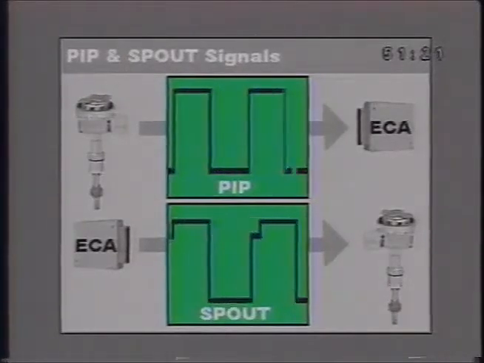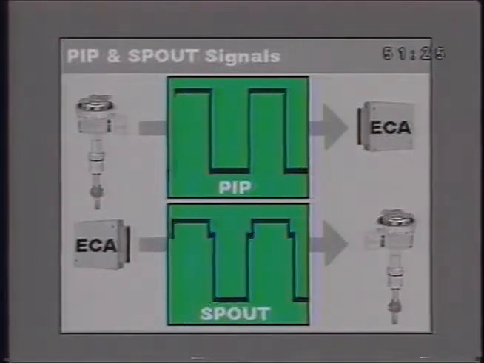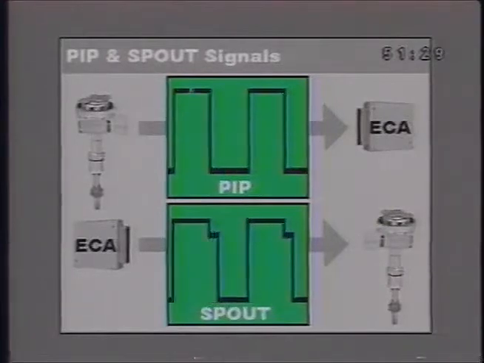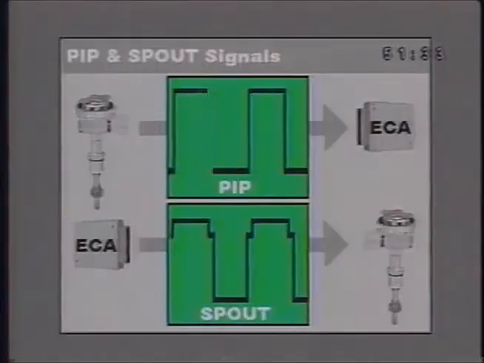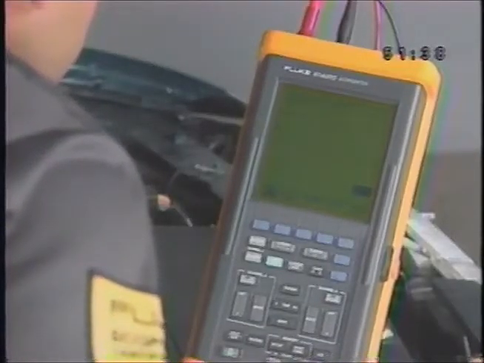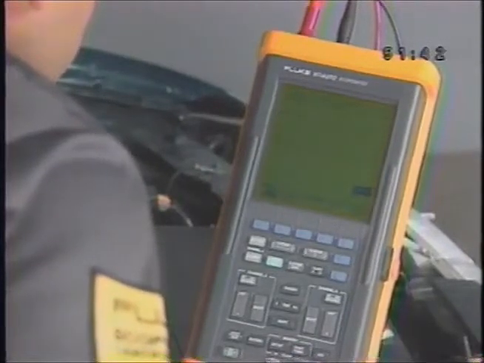The computer uses the pip signal from the pip sensor or crank sensor and adds the necessary dwell and timing advance to create the spout signal. The additional dwell and timing advance change the pulse width. Frequency changes are a direct result of engine speed changes. The higher the engine RPM, the higher the frequency.